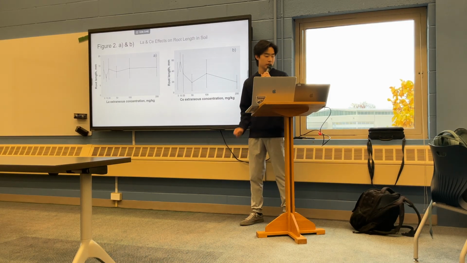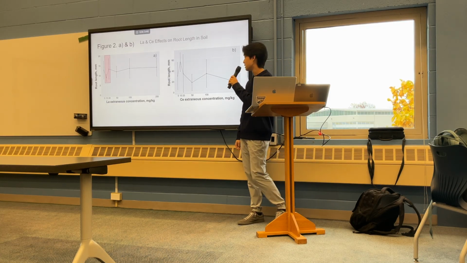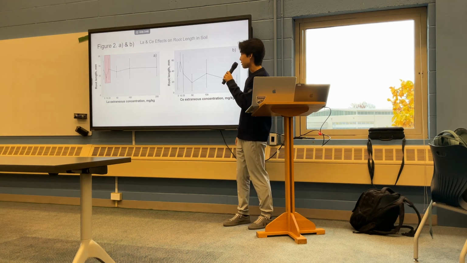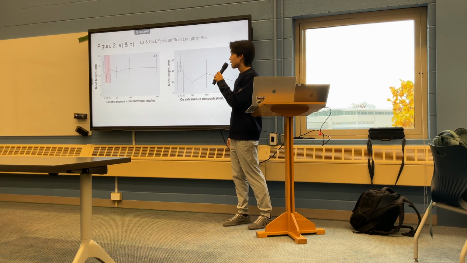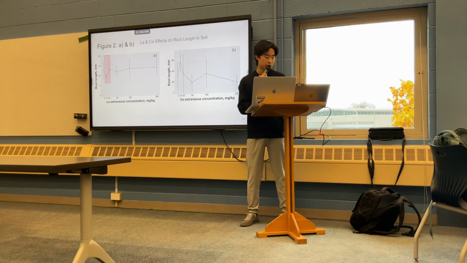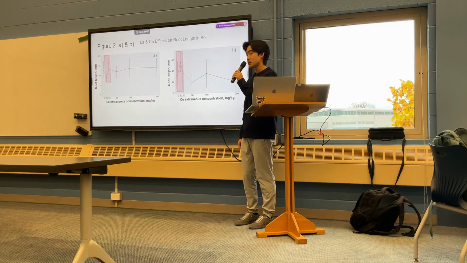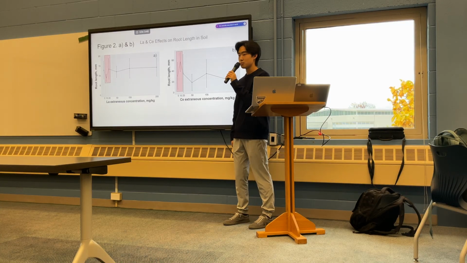And so in figure 2A, you can see that it decreases and then slightly increases from 10 to 20 milligrams per kilogram. And that can be attributed to the fact that lanthanum as well as cerium are naturally abundant in the Earth's crust and are necessary for plant growth and plant life.